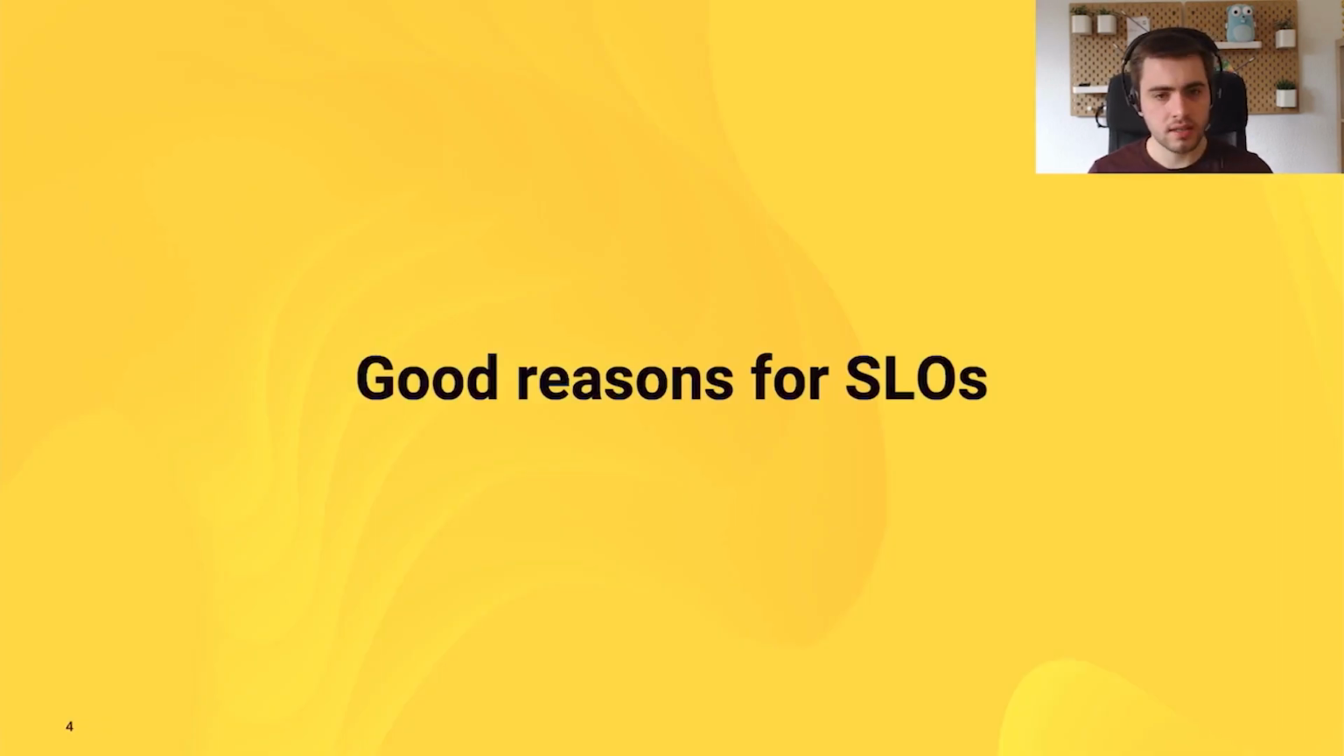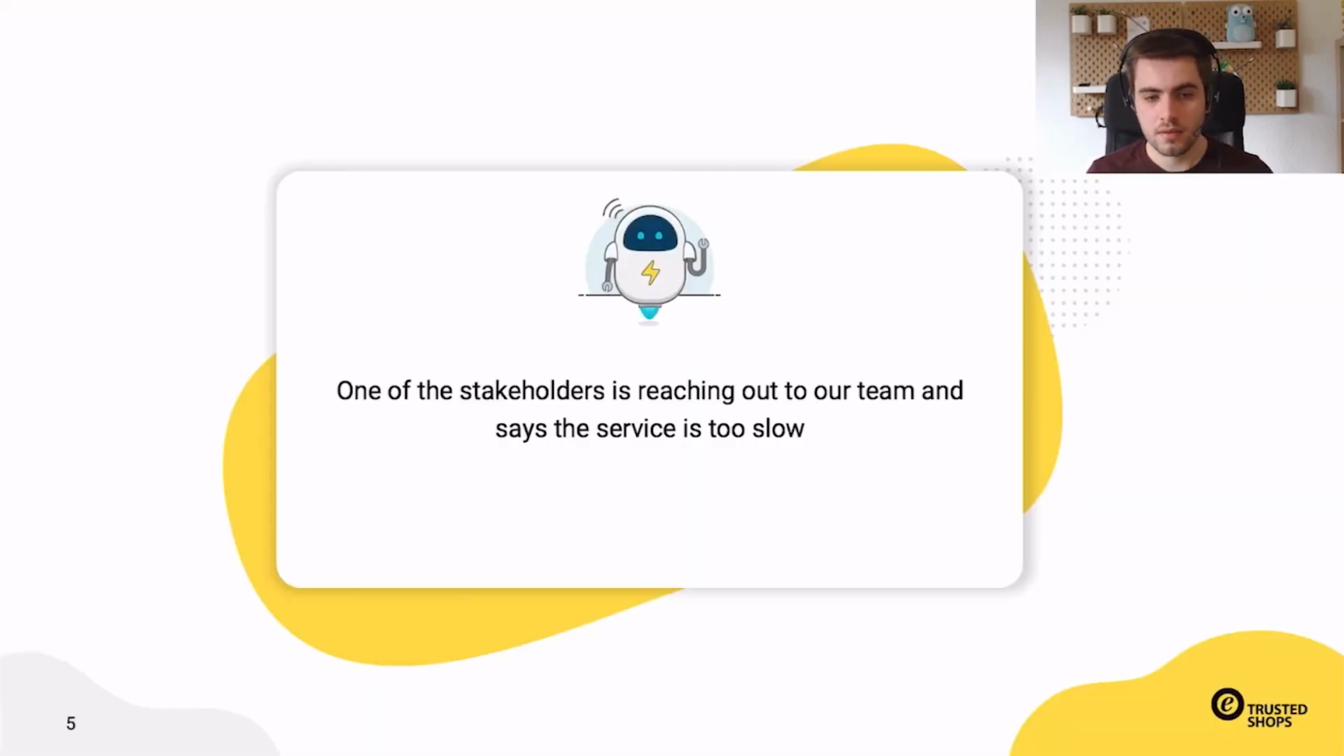So now starting into the actual reasons for service level objectives. I've done it that way that we will always start with a small example, followed by concrete ideas why I think SLOs might help you in this situation. Starting with one of the stakeholders reaching out to our team and saying the service is running too slow.